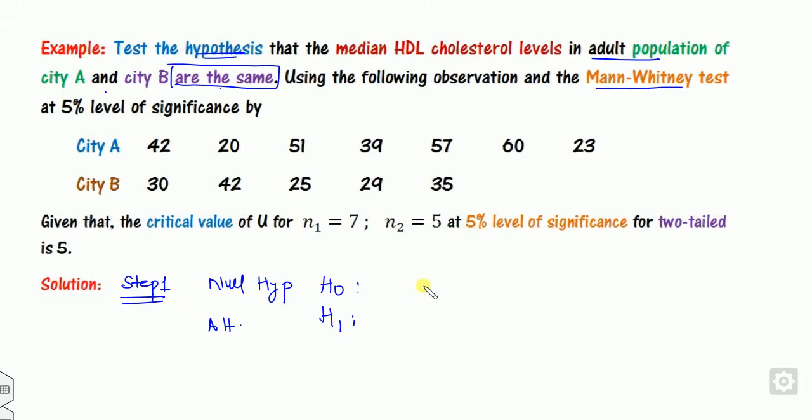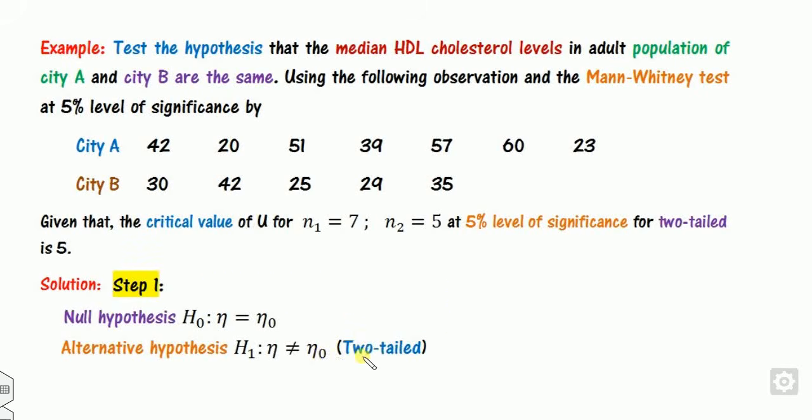Since it is the same, we say they are equal: H0 is x equals y. The opposite of this is not equal, so since this is not equal, it is called a two-tail test. You can consider x and y. Now step number 2 is to calculate Ux and Uy.